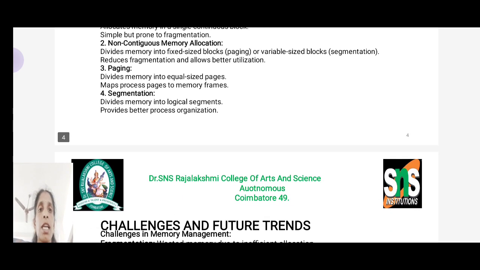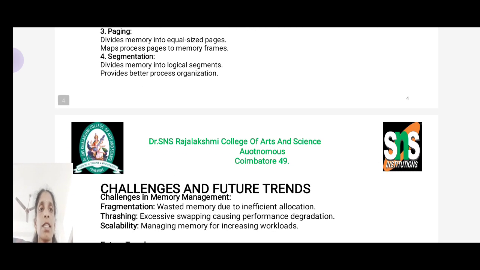This memory allocation technique has some challenges and trends. First, fragmentation. During fragmentation, there is a chance for wastage of memory due to inefficient allocation. In fragmentation, we are dividing some space into an equal number of fragments, so that the programs may or may not use the allotted space properly. So there is a chance of memory being wasted by a particular process.